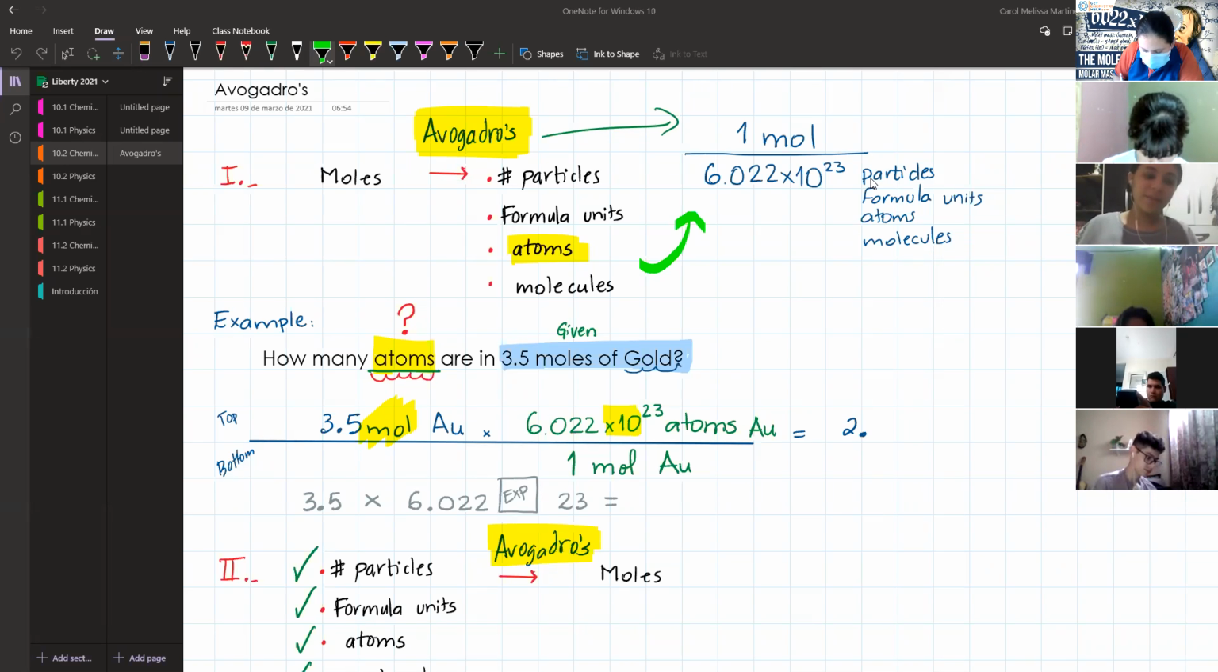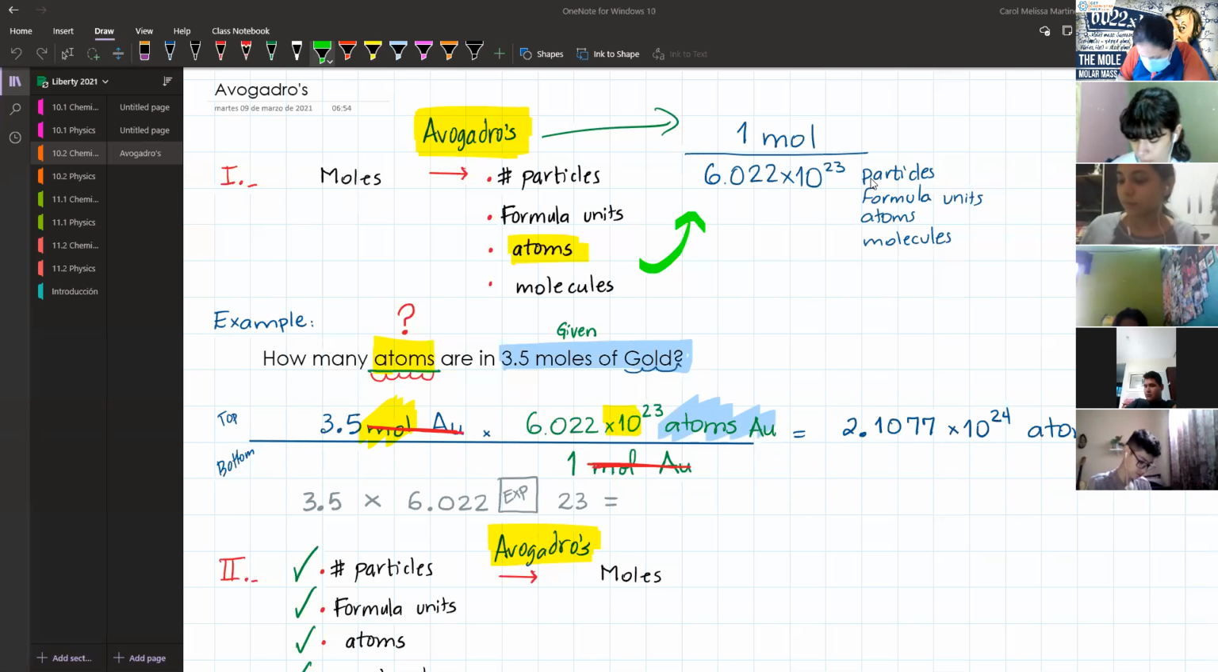2.177 times 10 to the fourth power. Okay, we are going to be using 2 digits after the decimal point. So you have 2.077 times 10 to the 24th power. Now, here, you cancel the moles of gold with the moles of gold from the bottom. So the remaining units, that's what you're going to write in your answer. Those are atoms of gold. This is your answer, okay?